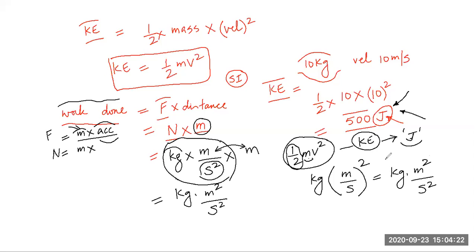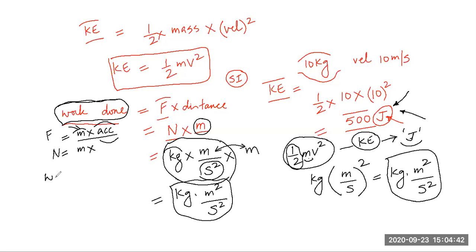Are you guys getting excited? See, this is the unit of kinetic energy, and kg into meter square per second square is the unit of work done. By the units also I have proven that work done and energy have the same unit. And what is that unit in the SI system? That unit is joule.